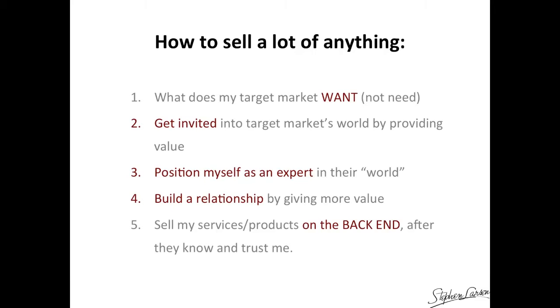So here's kind of the list that I use when I am trying to prospect someone. First, I figure out what my target market wants and what they love. Second, my target invites me into their world as I give value. Number 3, I position myself as the expert in their world, right? Number 4, I'm going to build greater relationships with them by giving them even more value. And then number 5, I'm going to sell them some services on the back end.